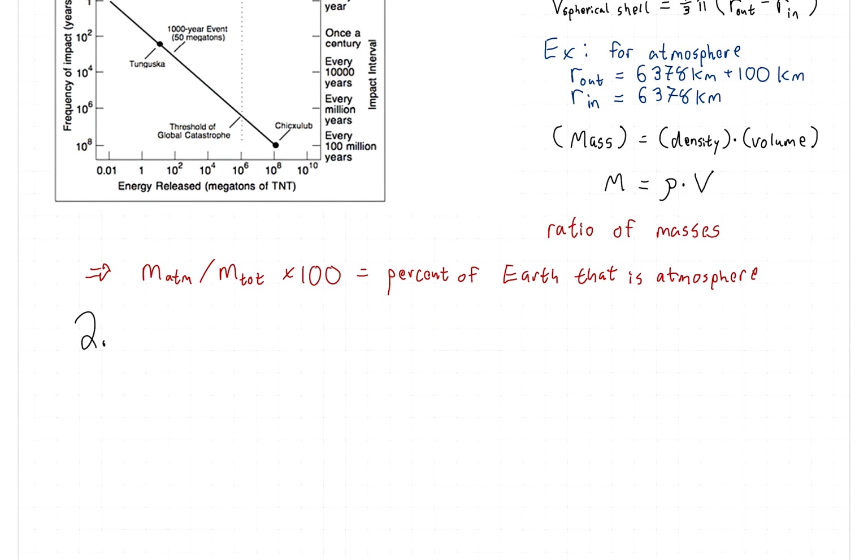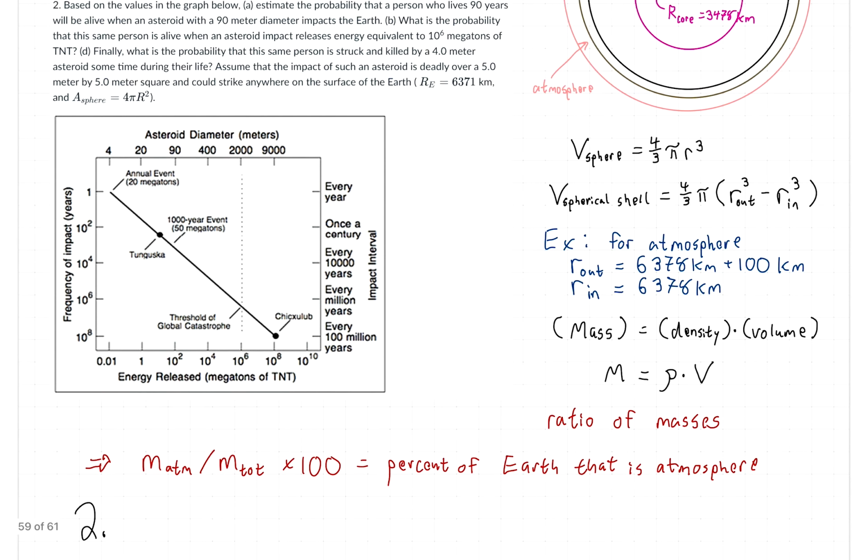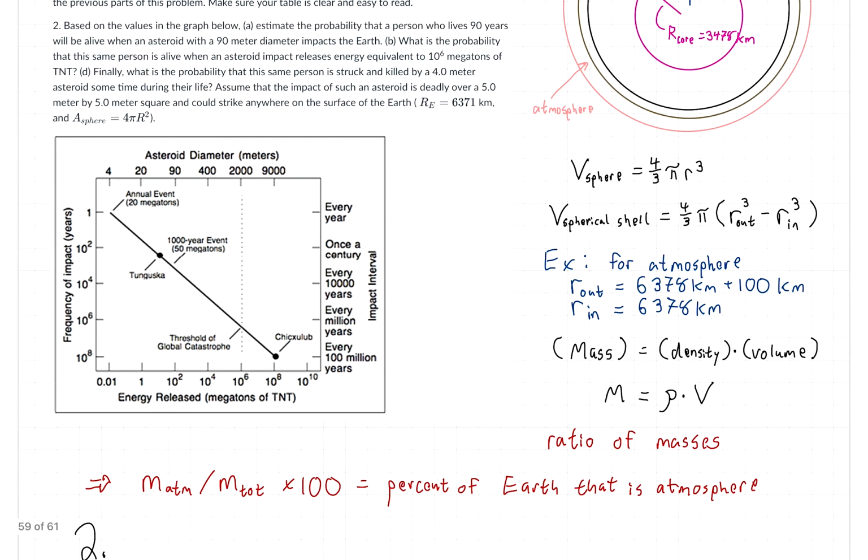What's going on with problem 2? Well, problem 2 is all about interpreting this graph here and answering some questions. So for example, we're told to estimate the probability that a person who lives 90 years will be alive when an asteroid with a 90-meter diameter impacts the Earth.